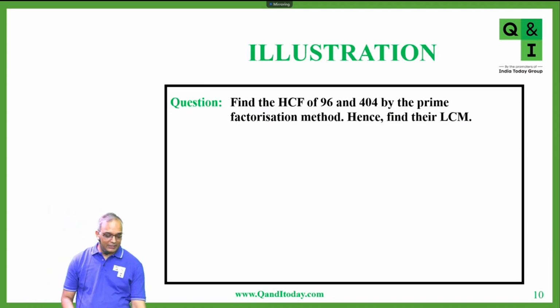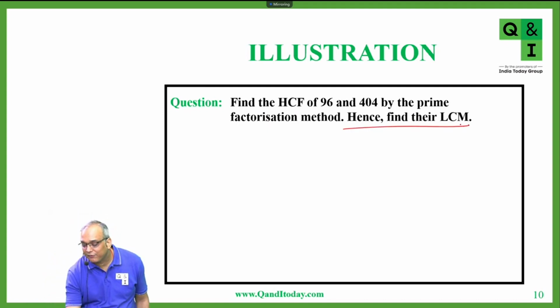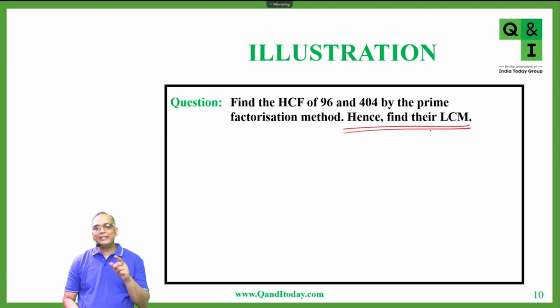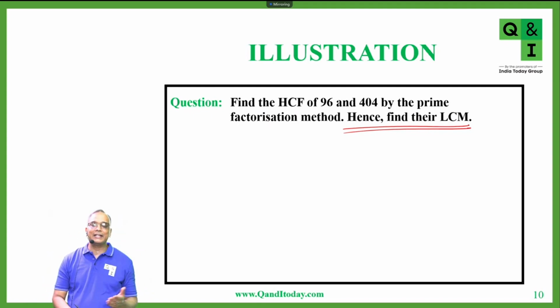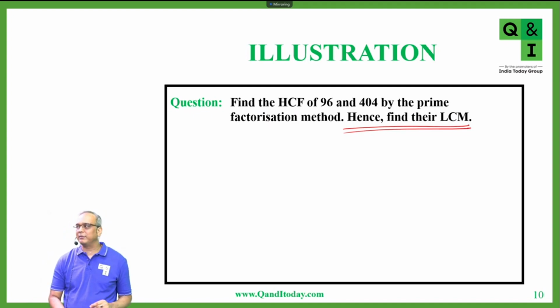Now, next question, we have to find the HCF of 96 and 404 by the prime factorization method and hence find their LCM. So when they are asking you to hence find their LCM, that means they want you to use that property where you say that HCF into LCM is the product of the two numbers.